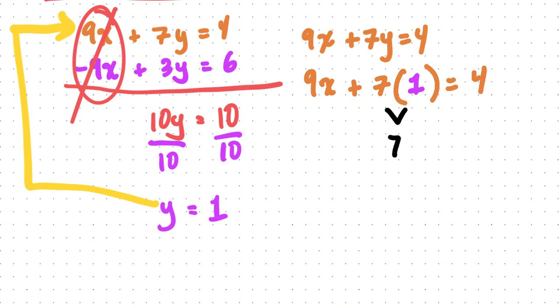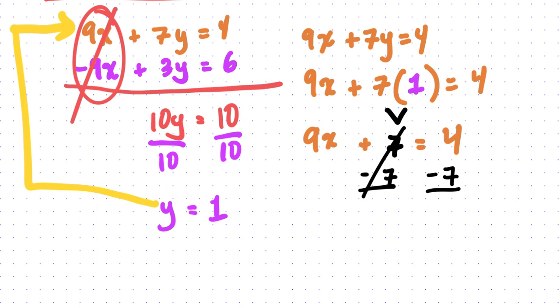7 times 1 is positive 7. And I'm going to bring down everything else of the equation, right? Because I've only simplified one part. And now I got 9x plus 7 is equal to 4. I want to get to that x, so I got to undo this positive 7 by subtracting it. Plus 7 minus 7 is equal to 0, right? This is a zero pair. And so we are left with 4 minus 7, which is equal to negative 3, is equal to 9x.